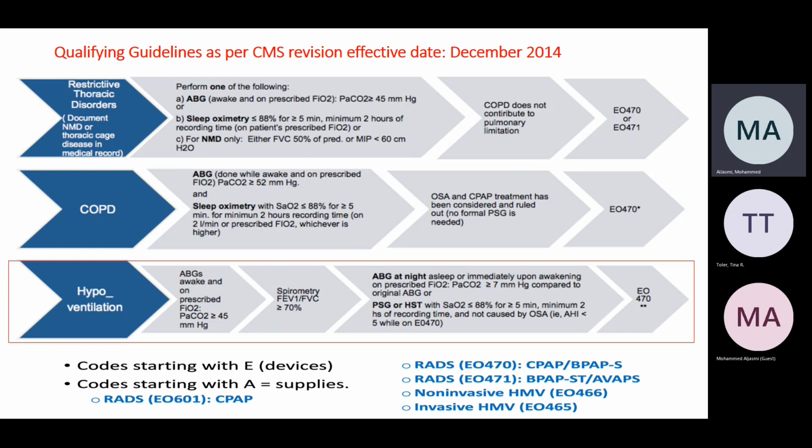So unfortunately here, they have you first prove that they have daytime hypercapnia, and here it's 45, by the way. Don't confuse it with the 52 for COPD. The hypoventilation cutoff is 45. You have to meet that, plus you have to have a spirometry, and this is a requirement. You should have this. It's not like the other one for COPD.